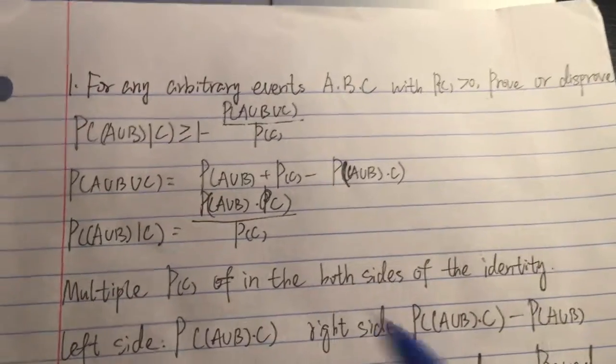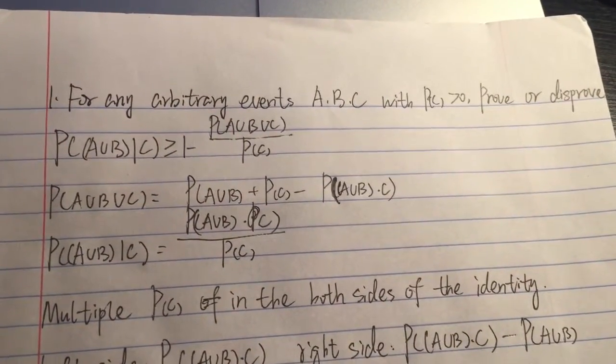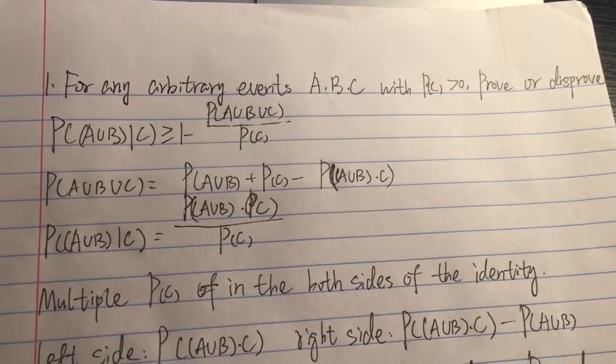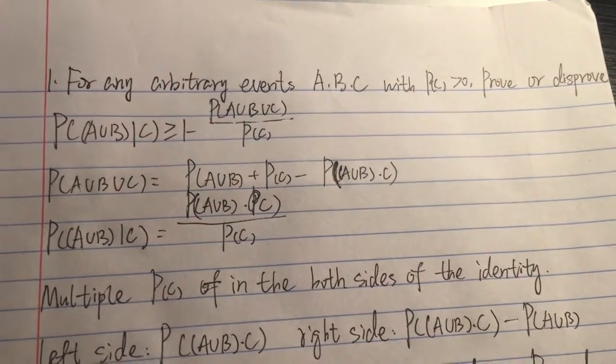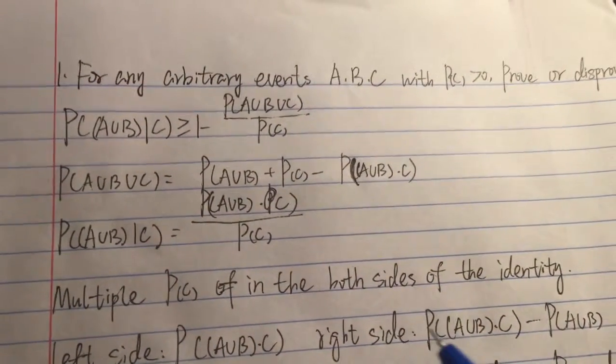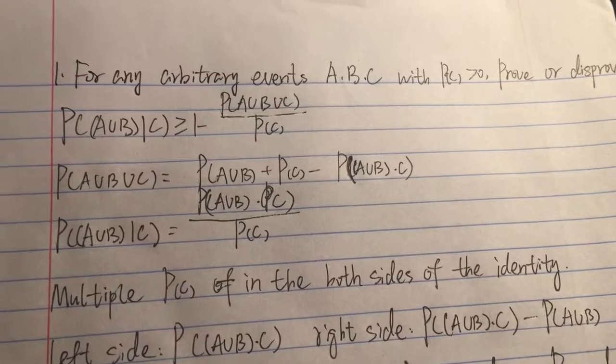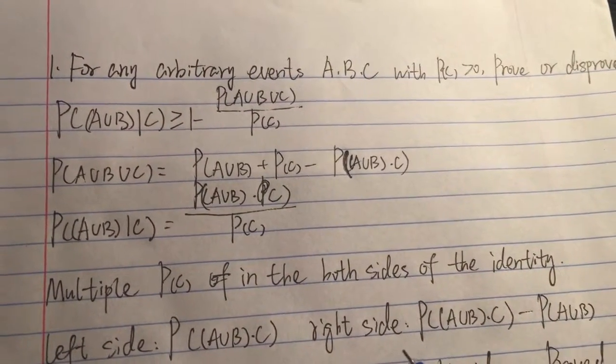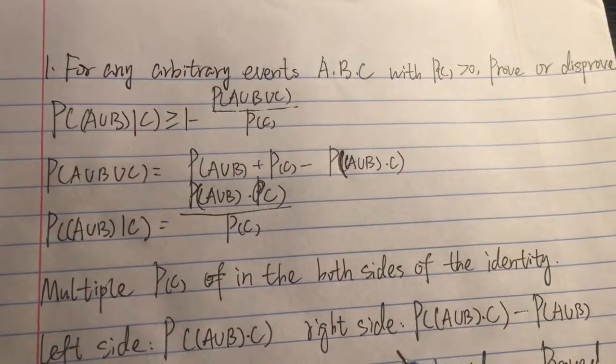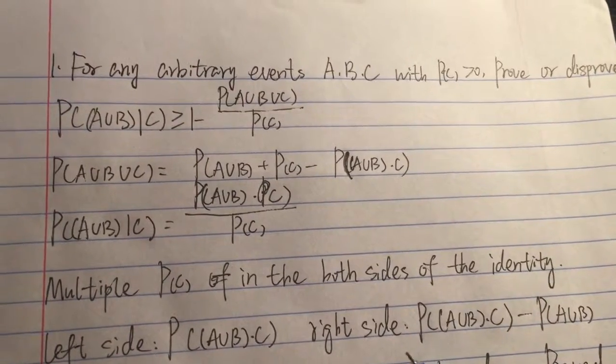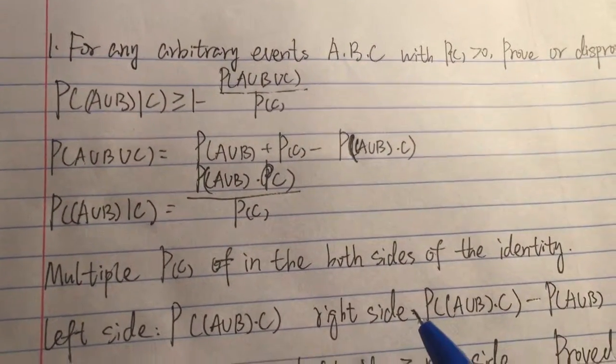For any arbitrary events A, B, C with the probability of C greater than 0, prove or disprove that when C happens, the probability of A union B is greater than or equal to 1 minus the probability of A union B union C, divided by the probability of C.